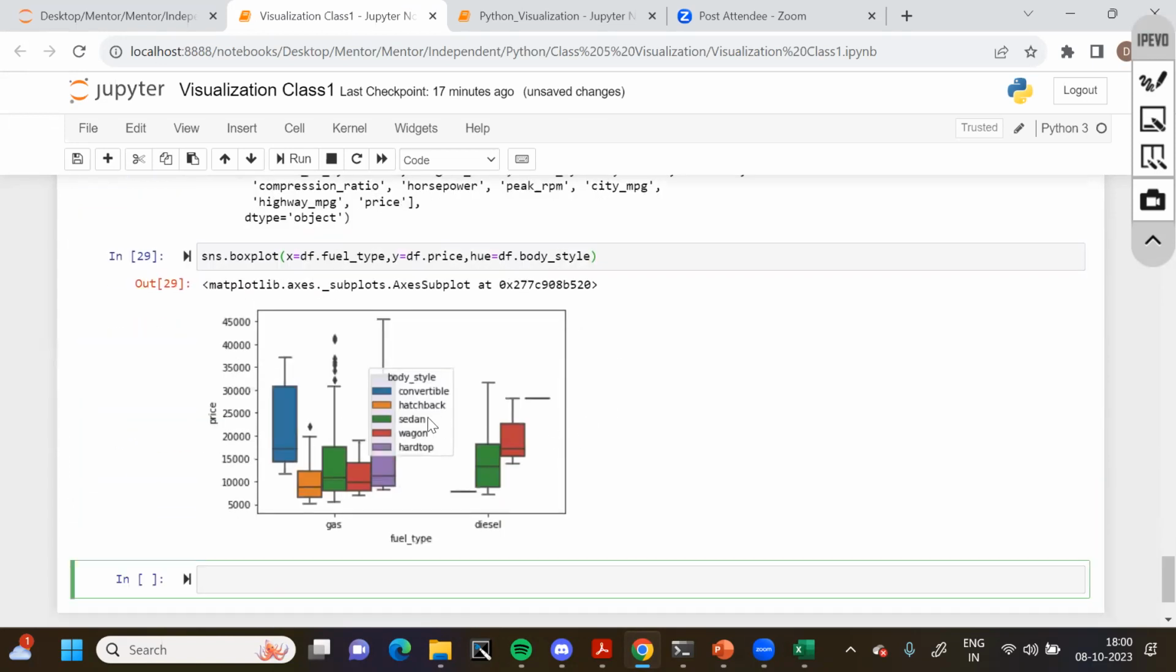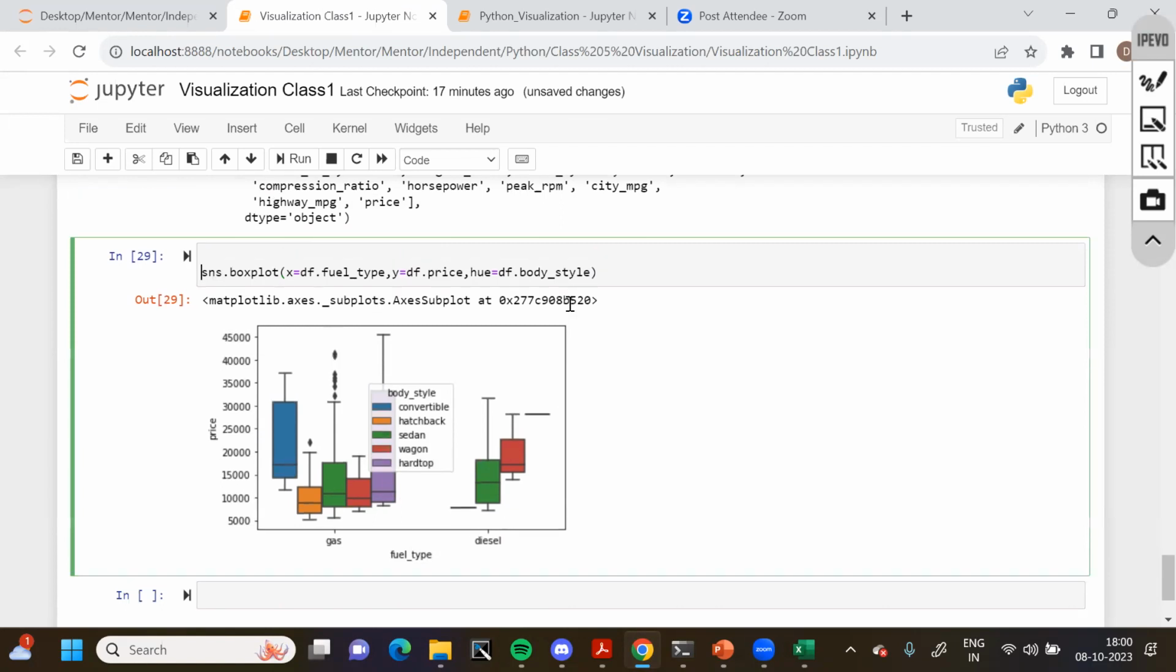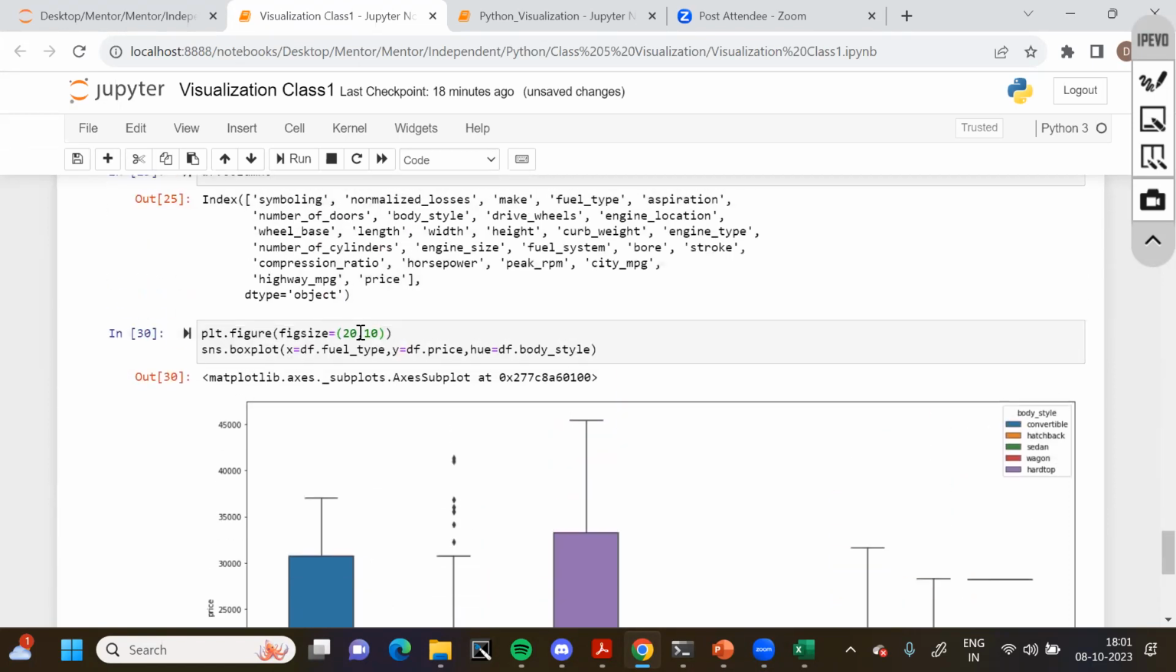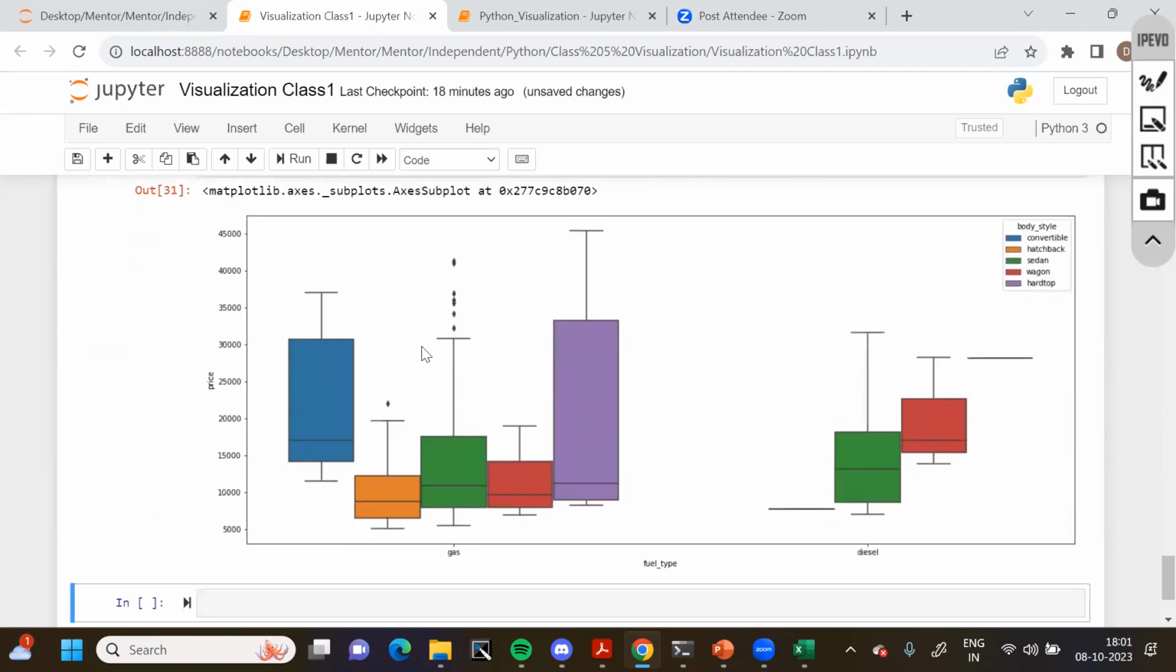So you can see it. It is saying body style. So what I'll do, I will make it slightly bigger. For making it bigger, plt.figure with figsize equal to something. So you can see it now.